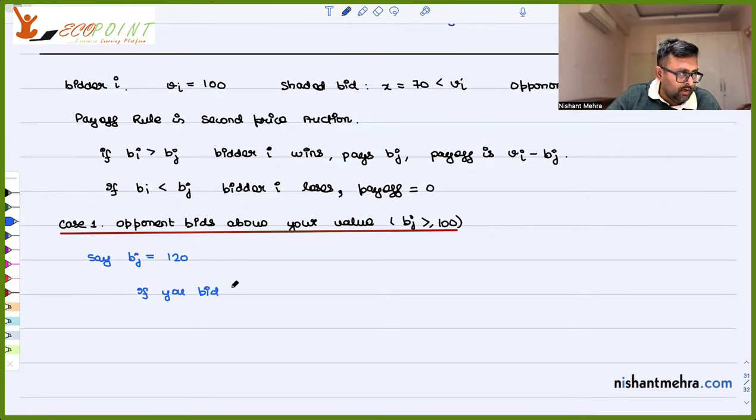Here, if you bid 100, you will lose. Your payoff is 0. If you have a shaded bid, then also you lose. The point I'm trying to make is, if you bid truthfully here, you lose, and if you do a shaded bid, you also lose. Your payoff is still 0 here also, right?